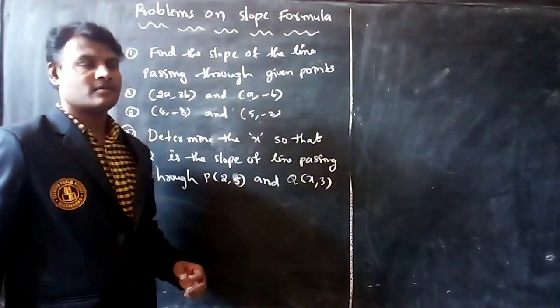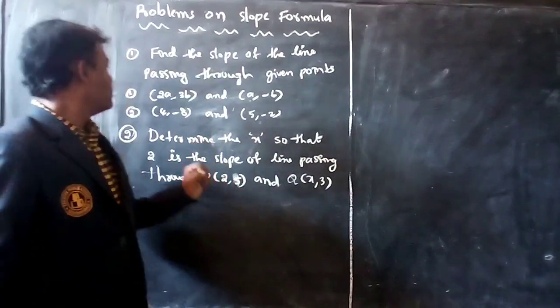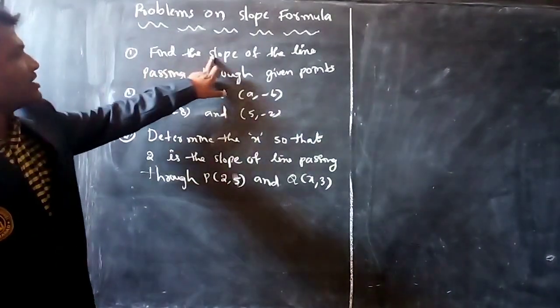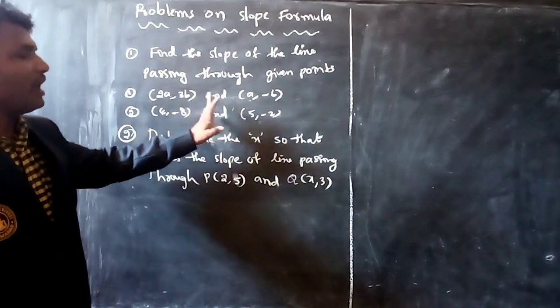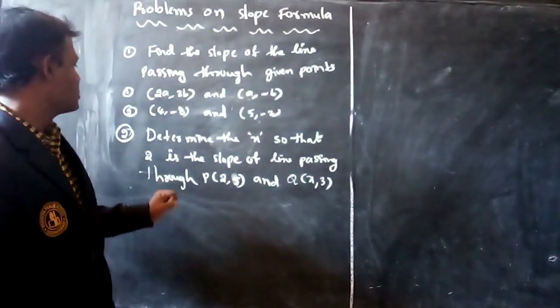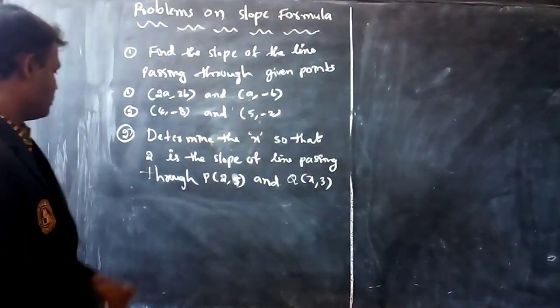Good morning students. Here are problems on the slope formula. First question, find the slope of the line passing through the given points (2a, 3b) and (a, minus b). Second question, (4, minus 8) and (5, minus 2). Solution.